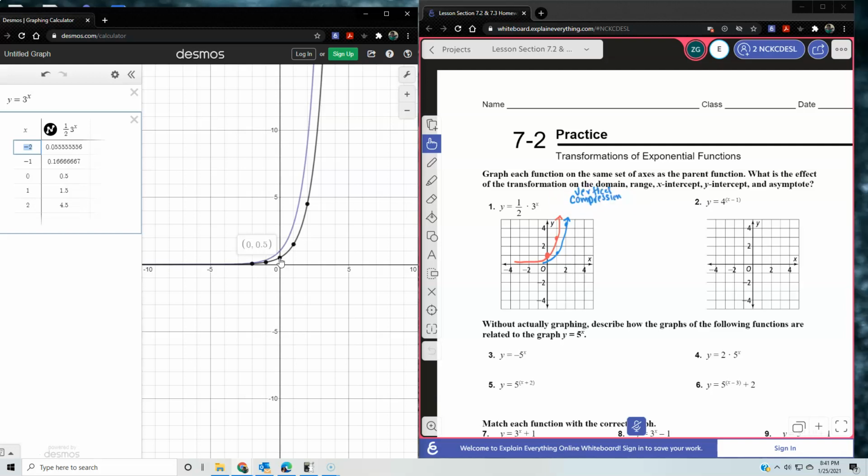The only thing I want you to find is the domain for the new function. It's still negative infinity to positive infinity. The range is still y greater than 0. Now the y-intercept does change. I have the point right here. It's (0, 0.5).